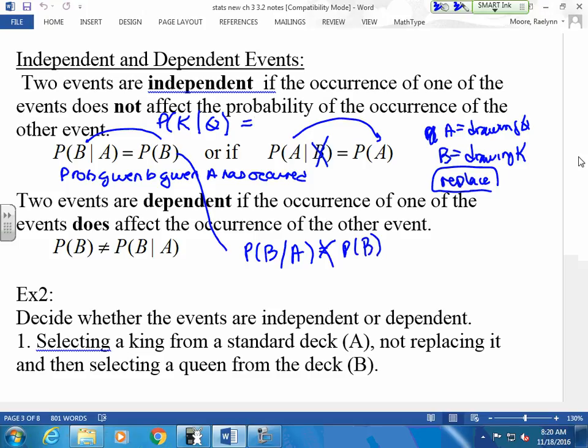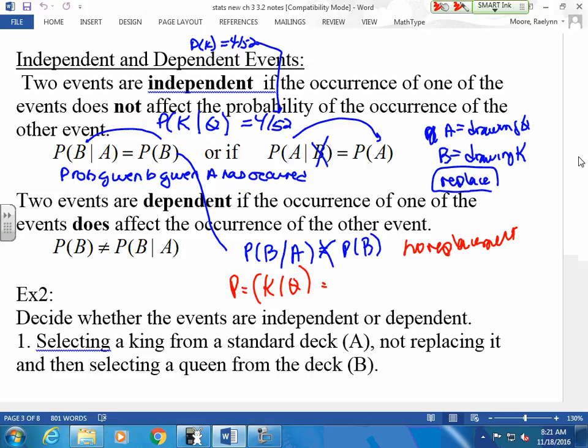4 out of 52. So isn't the probability of me drawing a king by itself 4 out of 52? So don't these match? That's what this is saying. This is independent. It is exactly B, what it normally would be. Here's the reverse. This is no replacement. So I'm going to draw my king after I drew my queen.